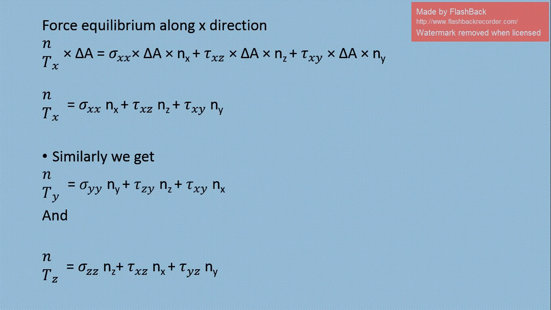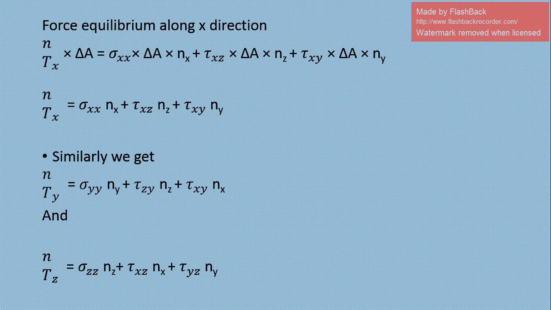Force equilibrium along the x direction: we know the component of traction Tnx in the x direction, multiplied by the area, will give the force in the x direction. This will be equal to sigma xx into delta A into nx, where delta A into nx is the projected area on which sigma xx is acting. Similarly, tau xz into delta A nz plus tau xy into delta A ny.